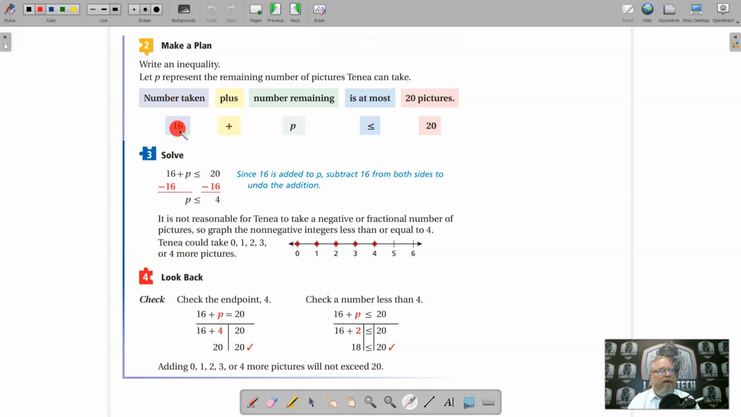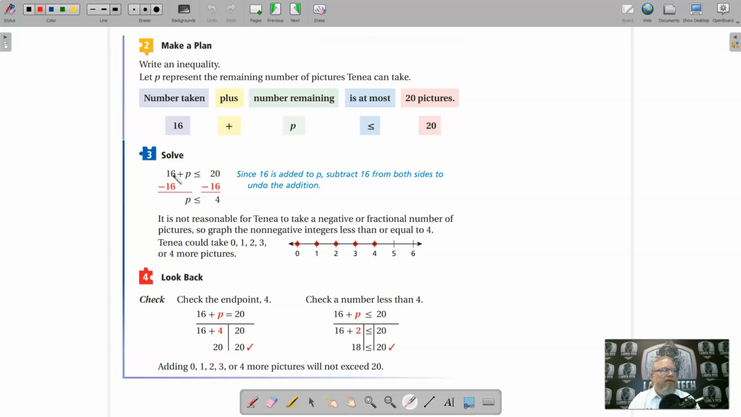The number taken we know is 16. Plus is addition. The number remaining we're going to represent with the variable P is at most. So we're talking about less than or equal to, right? If something's at most, then what's on the left needs to be less than what's on the right. So we have less than, and it can be 20, so we have equal to. In this case, 20. We fill that in.